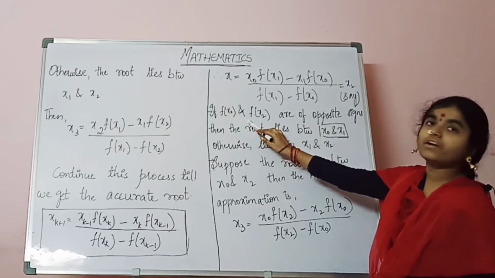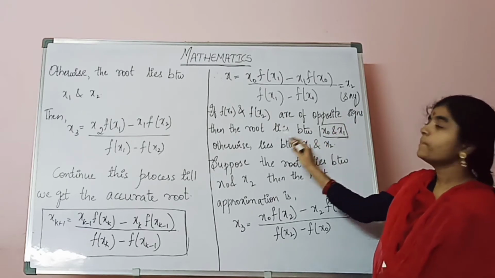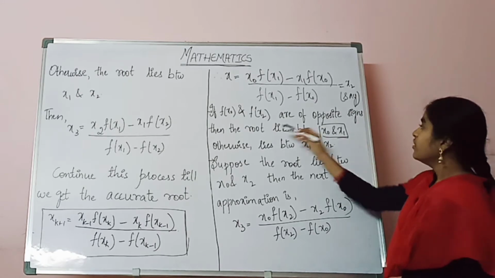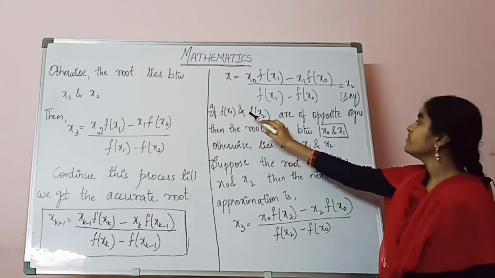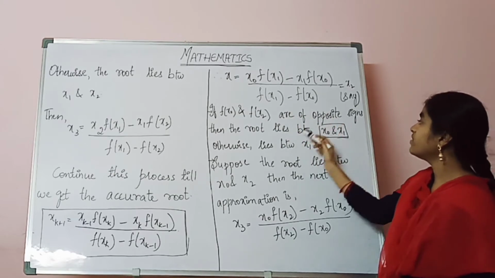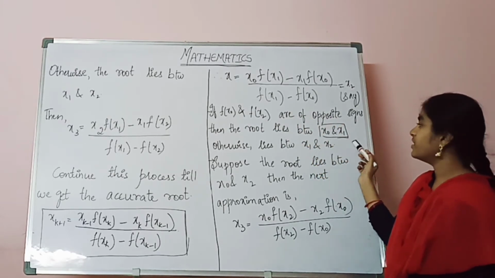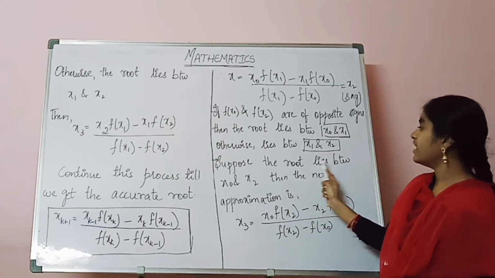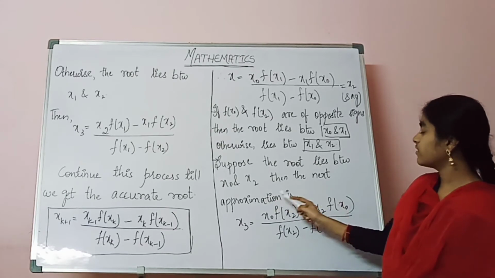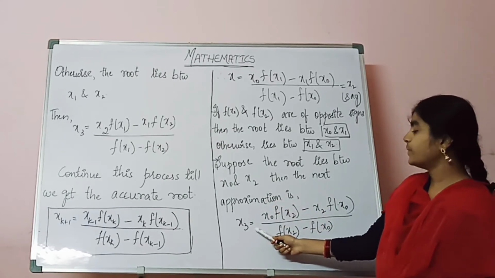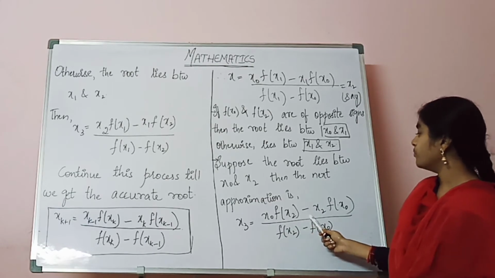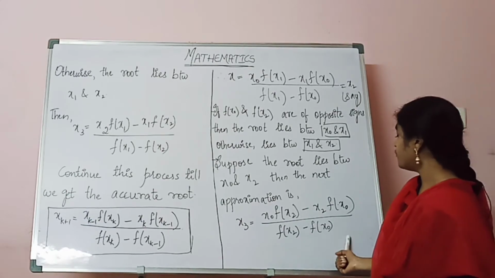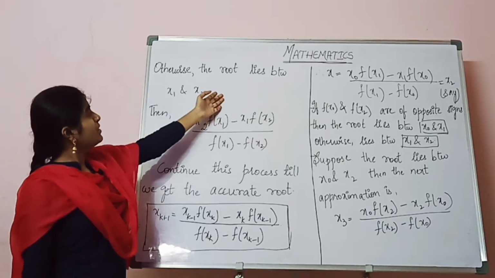Now if f of x naught and f of x2 are of opposite signs, then the root lies between x naught and x2. So if f of x naught and f of x2 are opposite, the root lies between x naught and x2. Otherwise the root lies between x1 and x2. Suppose the root lies between x naught and x2, then the next approximation is x3 equals x naught into f of x2 minus x2 into f of x naught by f of x2 minus f of x naught.